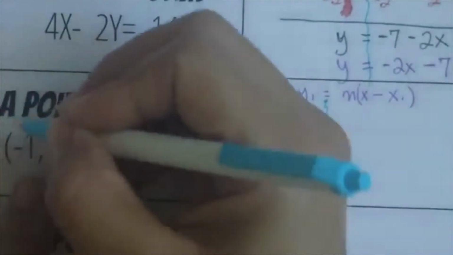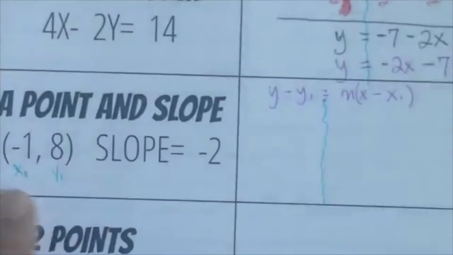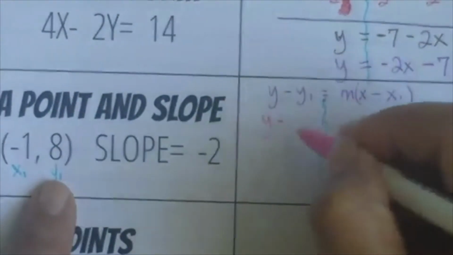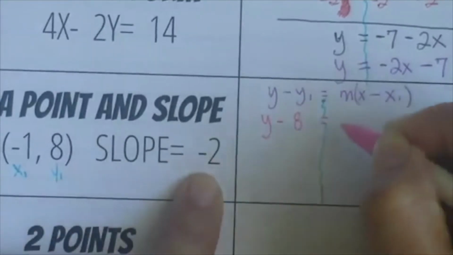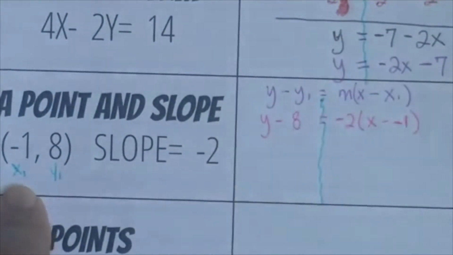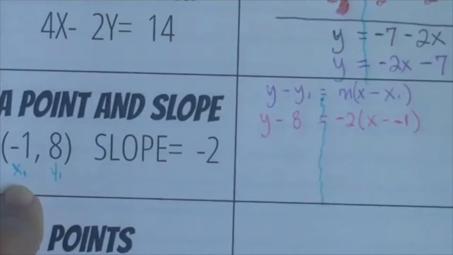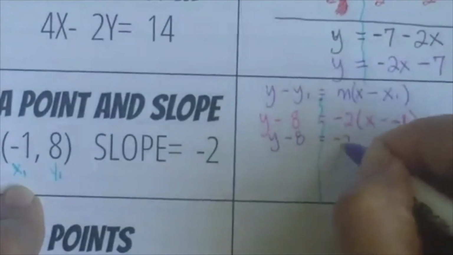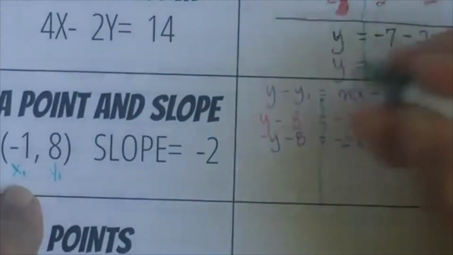Alright, so -1 and 8, that's going to be x1, y1, because that's the x and the y, and then the slope is -2. So y minus y1, which is 8, equals m, which is -2, times x minus x1, which is -1. And then we're going to go ahead and just rewrite this, taking care of those negatives. So y minus 8 equals -2 times x plus 1. Now what are you going to do?